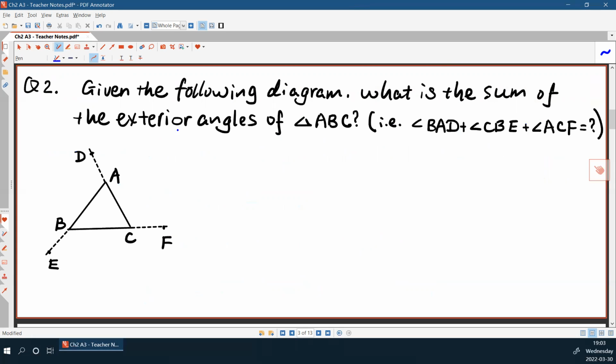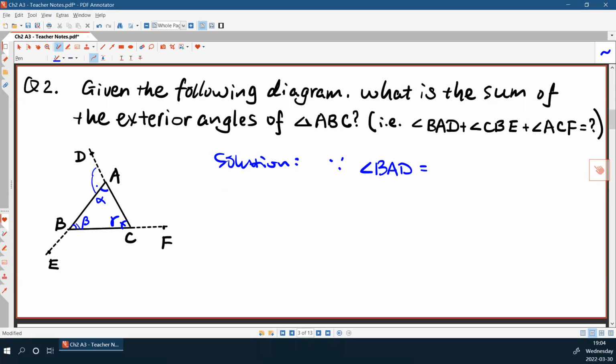Given the following diagram, what is the sum of the exterior angles of triangle ABC? Which means the sum of angle BAD plus angle CBE plus angle ACF. All right, so let's call this angle here alpha. This angle here is beta, and this angle here is gamma. In order to facilitate discussion, okay, because angle BAD equals, so BAD is the exterior angle of this triangle ABC, right?